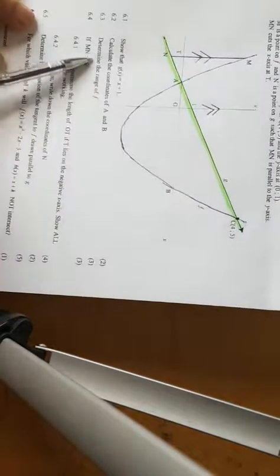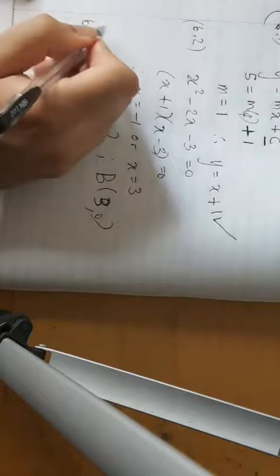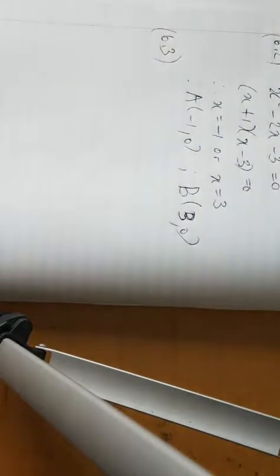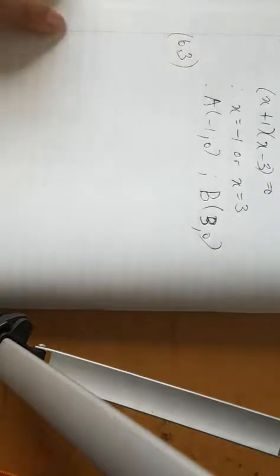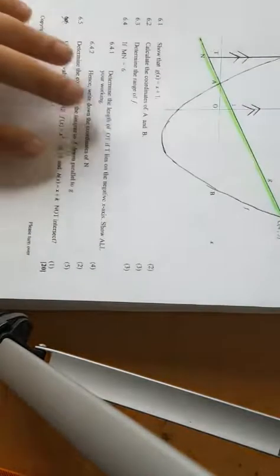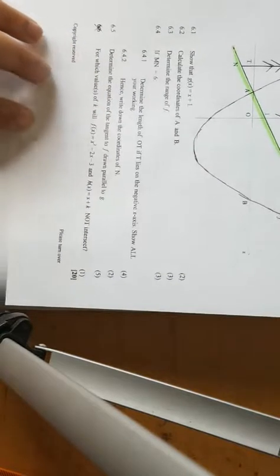So let's move on to the next one. They ask us to determine the range of f. So what is f? If it's the parabola, that's going to be 6.3. Just going to move the book up a little bit. So they ask us to calculate the range of f.